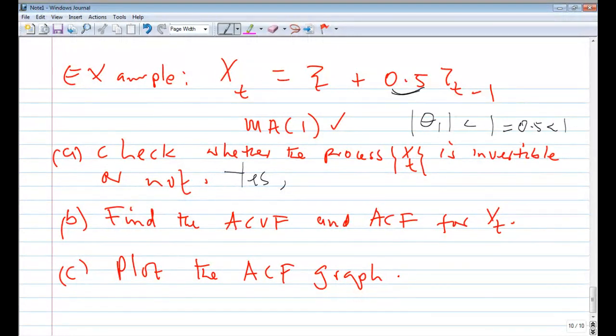Then it's less than 1. So obviously 0.5 is less than 1. Therefore, the process is invertible. The process is invertible because the absolute value of theta 1, which is equal to 0.5, is less than 1. Did you get the reason? The process X_t is invertible since the absolute value of theta 1 is less than 1. Do you understand why I'm including the minus 0.5 there? But anyway, you will find out as time goes on. The issue is the process is invertible. Okay, it's fine. Now let's go to number B. Find the autocovariance functions.